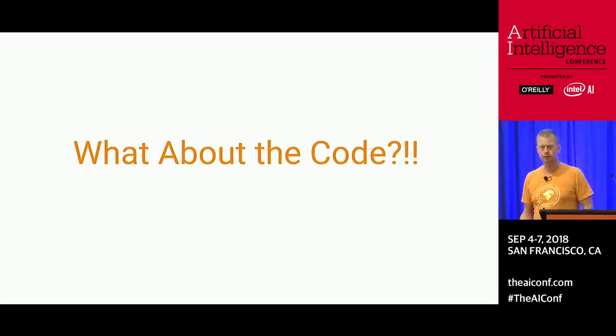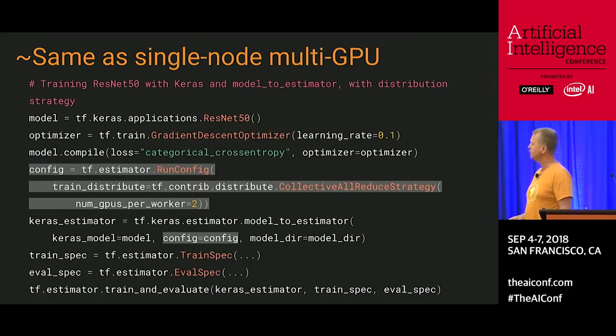But what about the code? We've now configured the Kubernetes cluster to be able to do this distributed training with TensorFlow. But there are also some things we need to do with the code, as we had for the single node as well. So it's approximately the same as for single node, the multi-GPU configuration. So this is the estimator lingo. I provide a config here. You see the run config, which is a standard estimator construct. And I set the train distribute parameter to tf.contrib.distribute.CollectiveAllReduceStrategy.